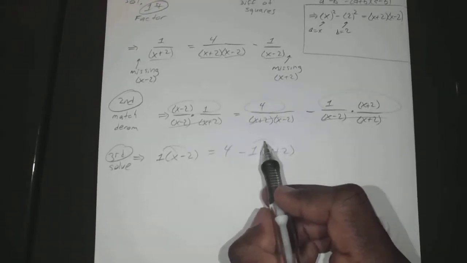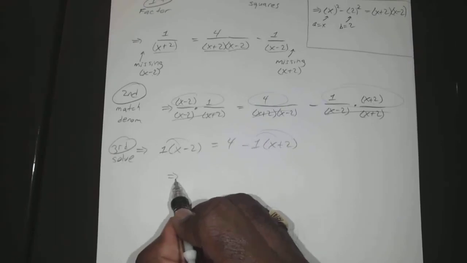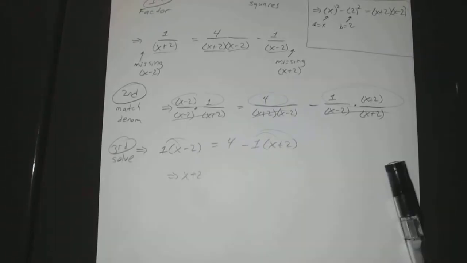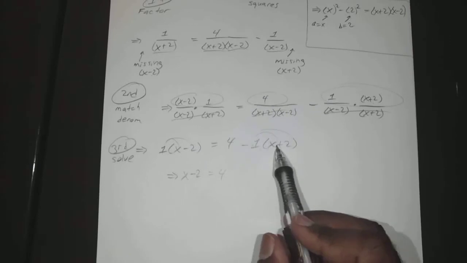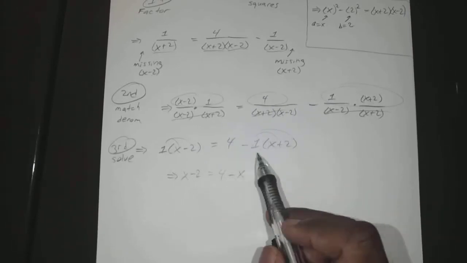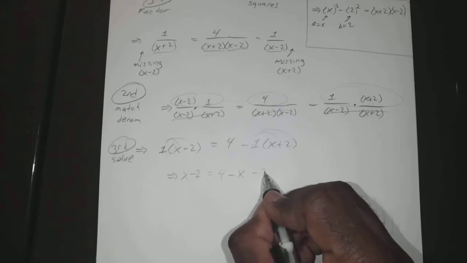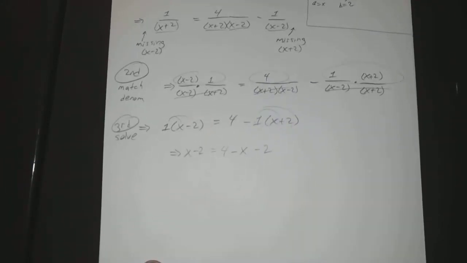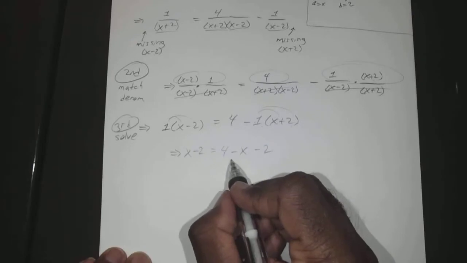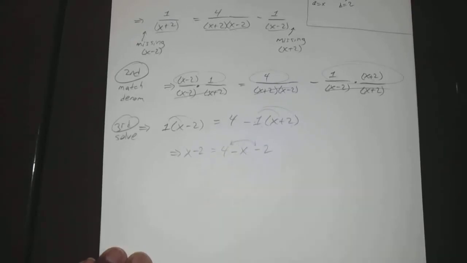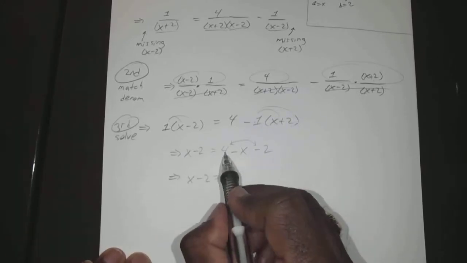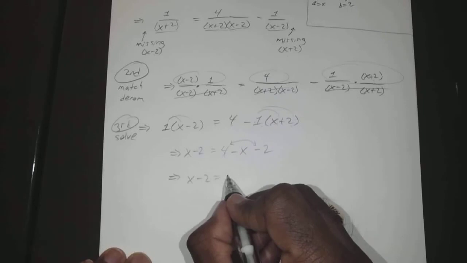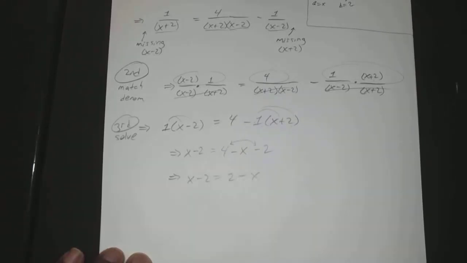Okay, so distributing the 1s and negative 1s, we have x minus 2 equals 4. Negative 1 times x is negative x. Negative 1 times positive 2 is negative 2. So x minus 2 equals 4 minus x minus 2. So we can go ahead and combine those two terms. So x minus 2 equals 4 minus 2 is 2 minus x.